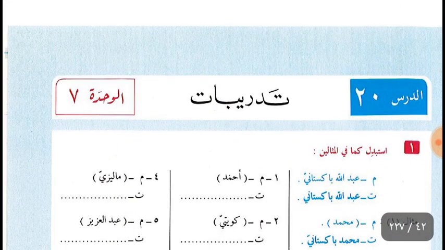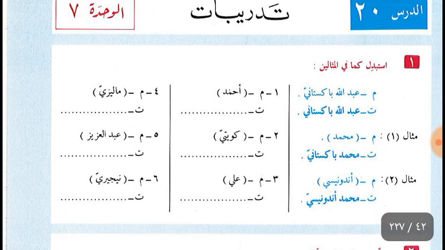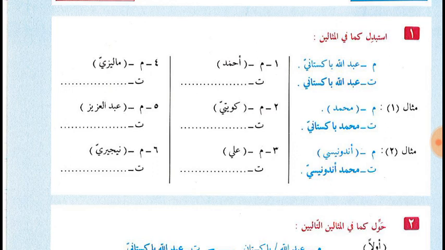Okay, then we have Ad-Dars Al-Ishrun, 20th lesson, Tadribat meaning exercises, Al-Wahdatu As-Sabi'a, 7th unit, Istabdil kama fil mithalayn, substitute as in the examples. So this is a little tricky question, but it is easy. So first line is Abdullah Pakistani. Then in the first example, Mithal Awwal, the teacher gave the word Muhammad. Now what will we do? We will replace Abdullah with Muhammad. It will become Muhammad Pakistani.